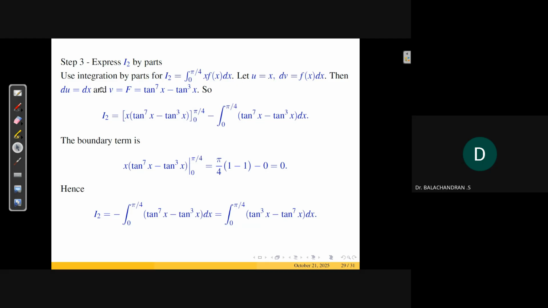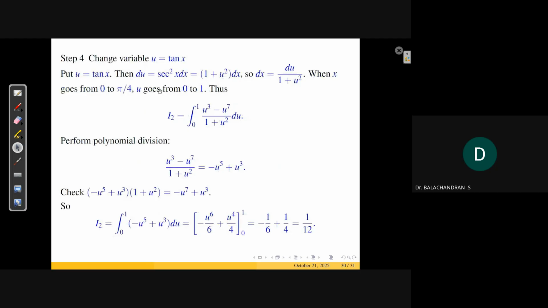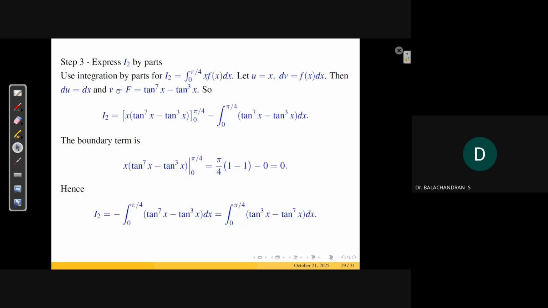Now what is du? du is equal to dx. If you integrate dv, you'll get v. If you integrate f of x, you'll get capital F. Again, I'll repeat: if you integrate dv, you'll get v.